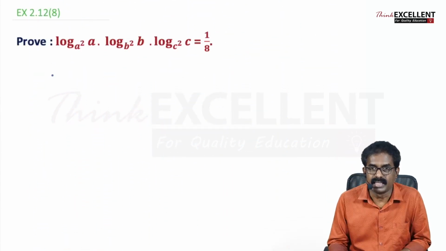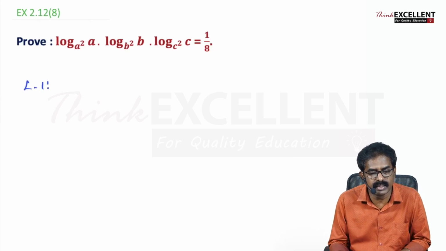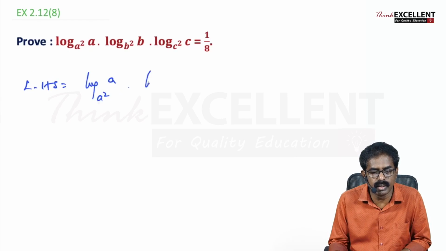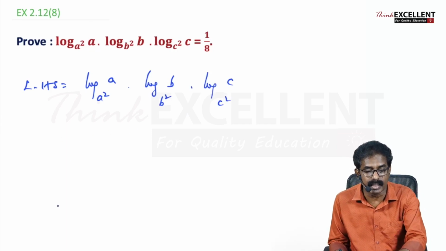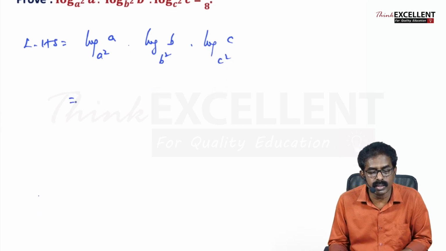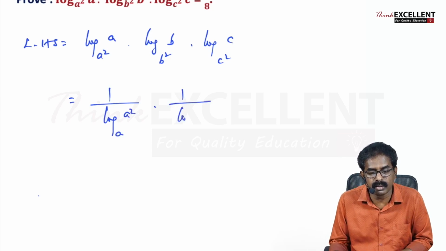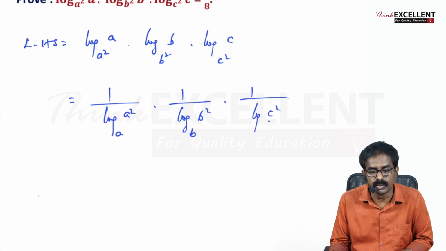Now sum number 8. So this is a prove that question. So we start with LHS. Log a to the base a square into log b to the base b square into log c to the base c square. We have to prove the answer is equal to 1 by 8. So what you can do here, you can't simplify now. You write 1 by, so you can interchange a and a square, right? So you can write log a square to the base a into 1 by log b square to the base b into 1 by log c square to the base c.